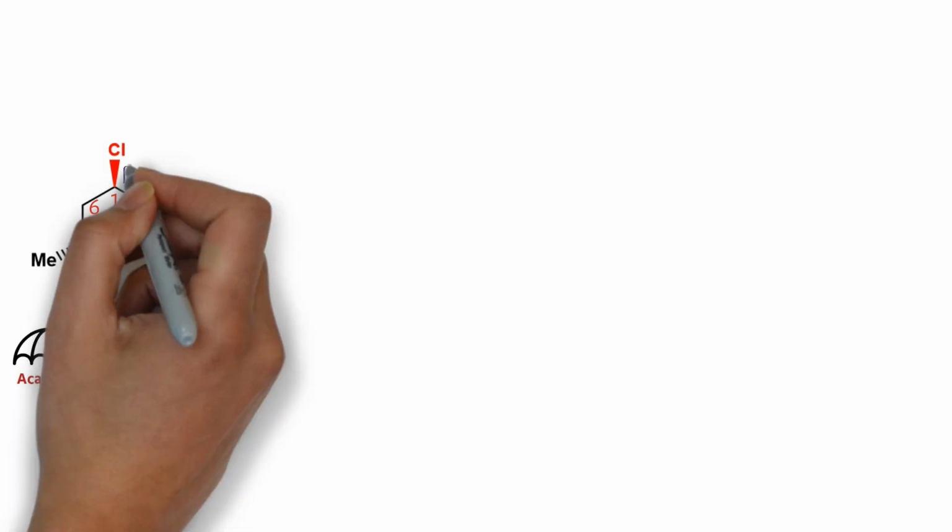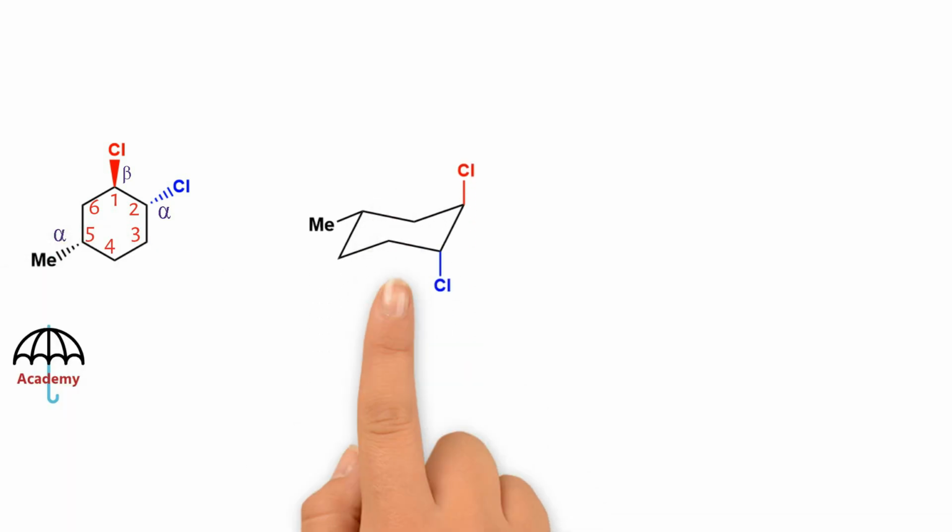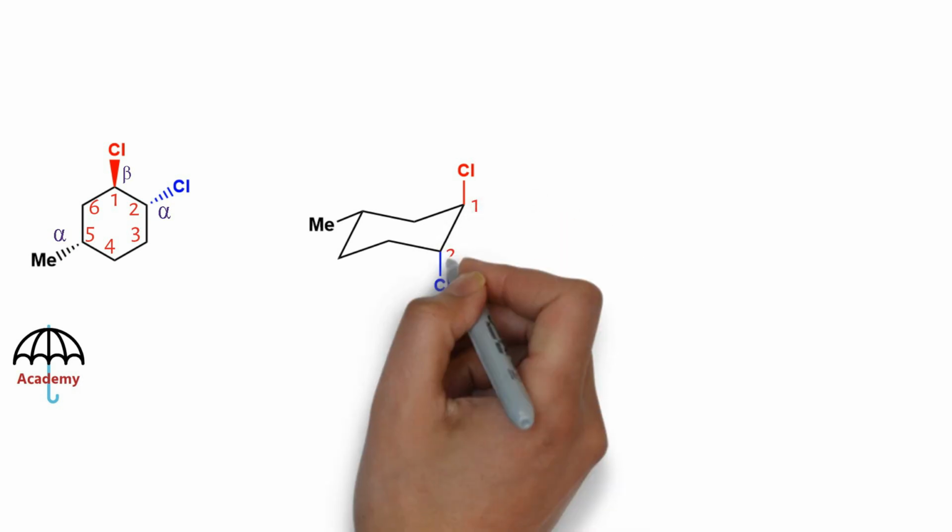At C1, chlorine is beta. At C2, chlorine is alpha. And methyl at C5 is also alpha. The chair conformation can be drawn like this. The ring carbons can be numbered accordingly.